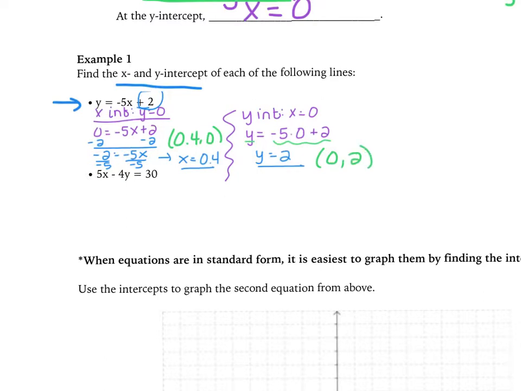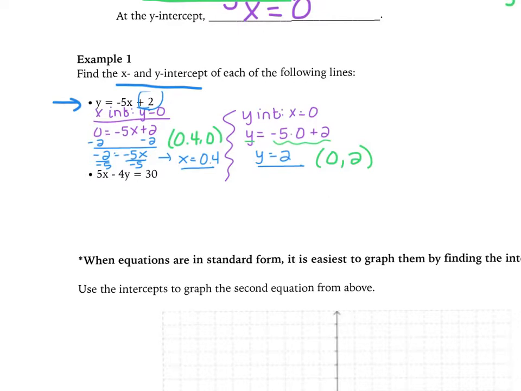Okay? And again, pay attention to the placement of the zeros there. If this is the x-intercept, I want the number in the x spot. This is the y-intercept, so I want the number in the y spot. Okay? So now look at your next one. We could rearrange that to slope-intercept form.